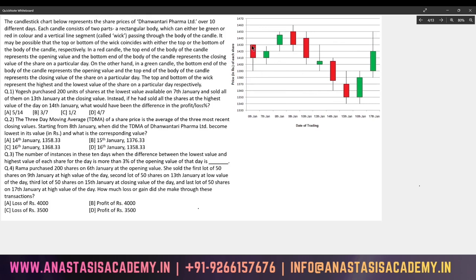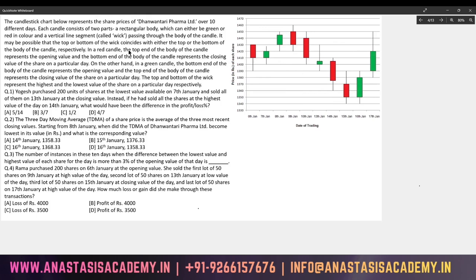So you see, these are the rectangular bodies being talked of, and then the wick at the lower point, at the higher point. It may be possible that the top or the bottom of the wick coincide with either the top or the bottom of the candle, respectively. Just like we have here, the top of the candle coincides with the top of the wick.